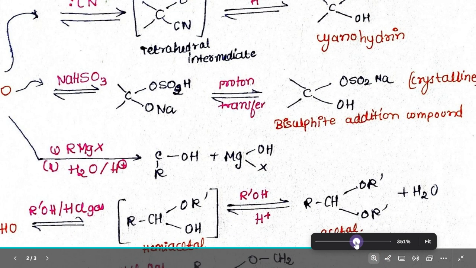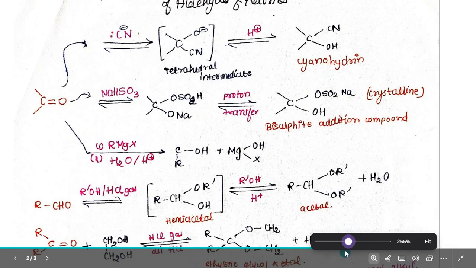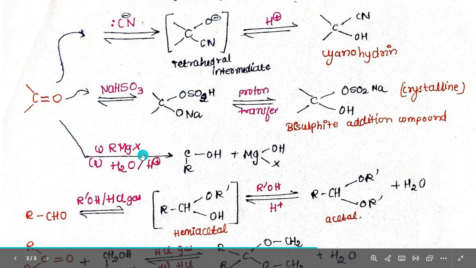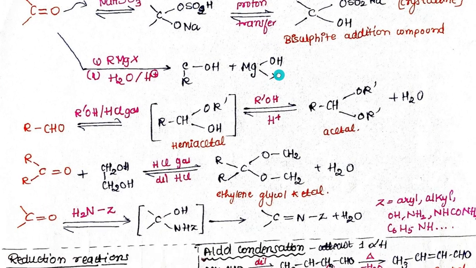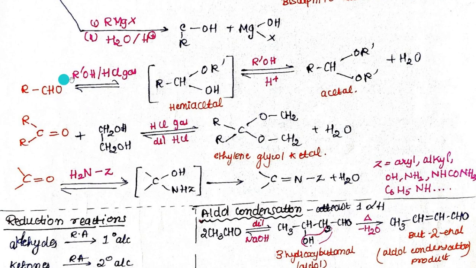Then coming to the third one, that is reaction with RMgX and secondly with H2O or acidification, H plus, right? So what will happen? This R-C double bond O group, reaction with RMgX and then second step H2O or H plus, we'll get C-OH-R plus MgOHX.